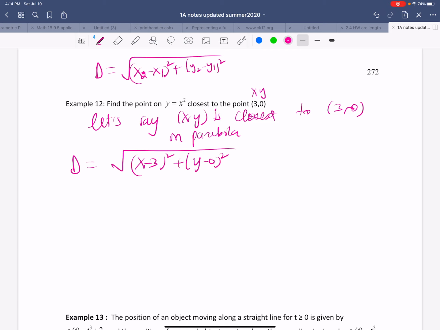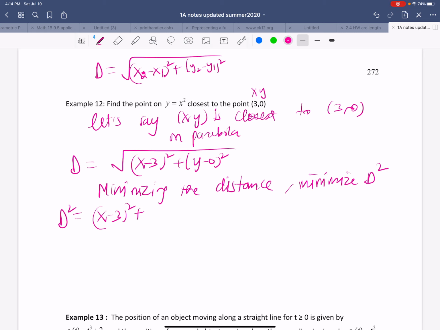So instead of minimizing the distance, we will minimize the d squared. It's going to give us the same results, but it's going to be easier to deal with. So we'll minimize the distance squared, d squared, not just the distance. So d squared is (x minus 3) squared plus y squared. We want to minimize d squared.